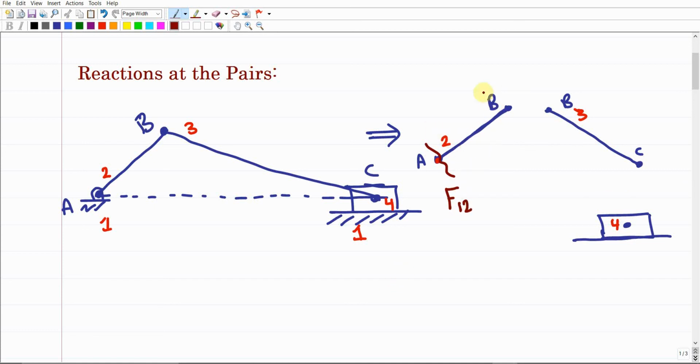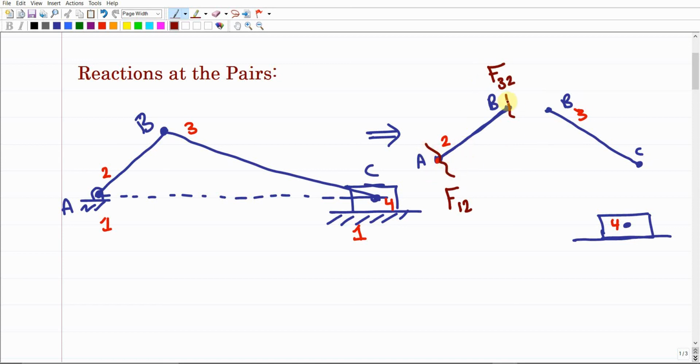Now, if we're working over link 2, trying to do force analysis on member 2, it means that we are interested in finding the force acting at point A on link 2 coming from link 1. Why? Because point A is a common point between the two links, 1 and 2. So this is the force that comes from 1 acting on 2. How about B? B is a common point between two links, 2 and 3. So there should be a reaction force here, F32, that comes from 3 acting on 2, because we're already working over link number 2.